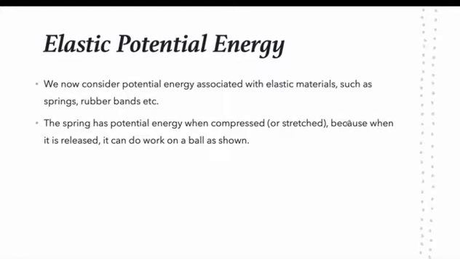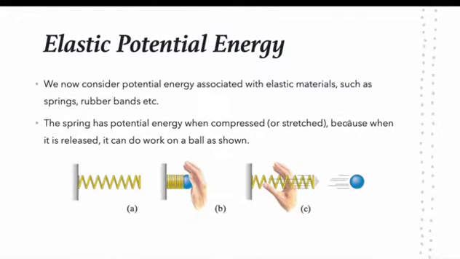So a spring has potential energy because when we compress the spring or we stretch it, that spring has the potential to do work, such as this spring right here. All right, we compress the spring, we put a ball on top of it, and then when the spring is released, the ball is going to have a different kinetic energy because now it's going to be moving.